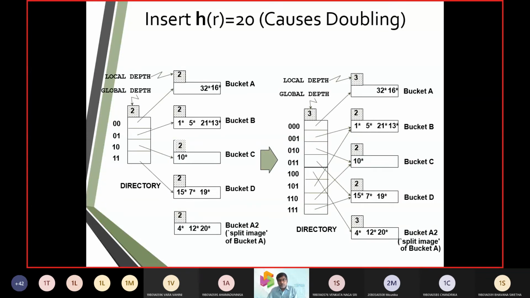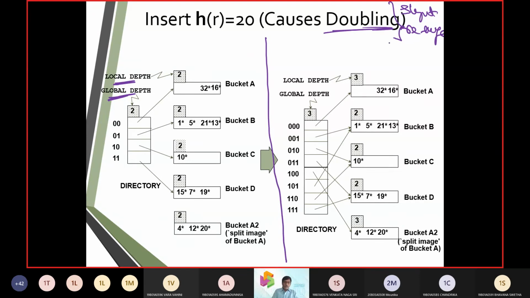So now how we are going to improvise the things? In order to improvise the things, now we will check both the sizes of local depth and both the sizes of the global depth. So here we need to split, we need to rearrange. That is nothing but we are doubling the size of a bucket.